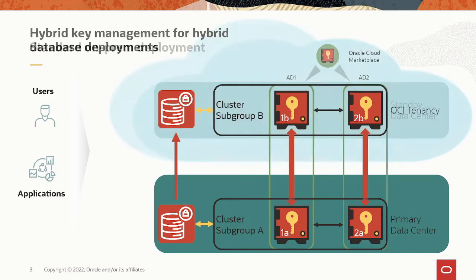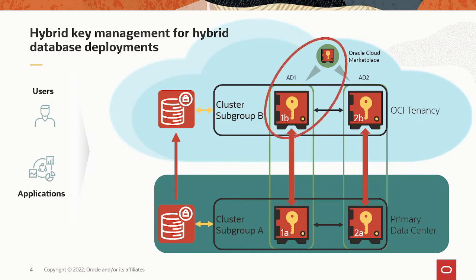Now, if we extend this into OCI, not much changes, except that we have two OKVs running in your OCI tenancy with your databases on-prem and in OCI. For example, that could be an Exadata Cloud@Customer system on-premise and an Exadata Cloud Service in OCI. What we will be doing today is we will deploy an OKV from the cloud marketplace into your OCI tenancy.